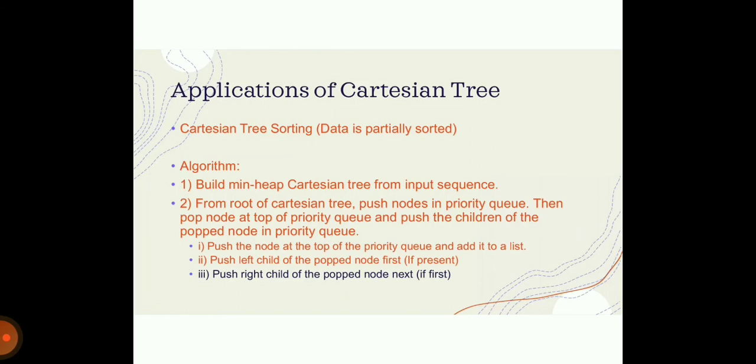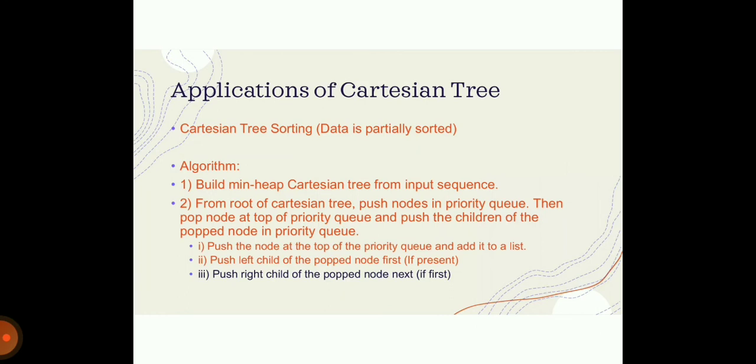Now we will look into the applications of Cartesian tree. It is useful in sorting when data is partially sorted, like in insertion sort. If data is already sorted or almost sorted, then it can work better, in order of n time. So this is the same case.